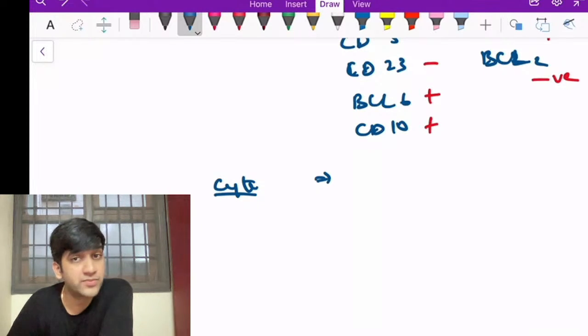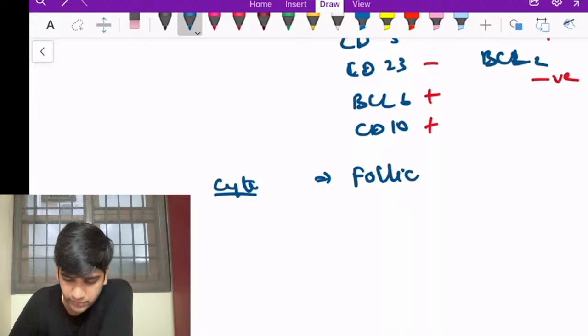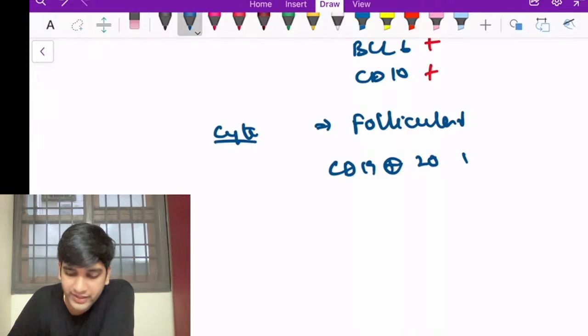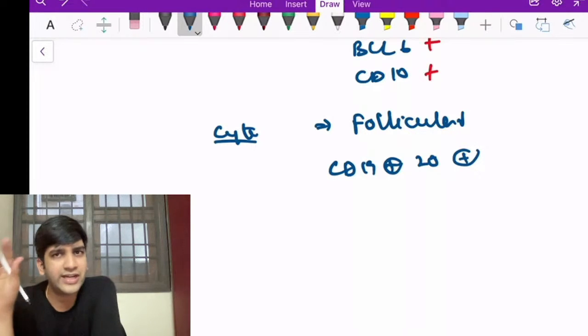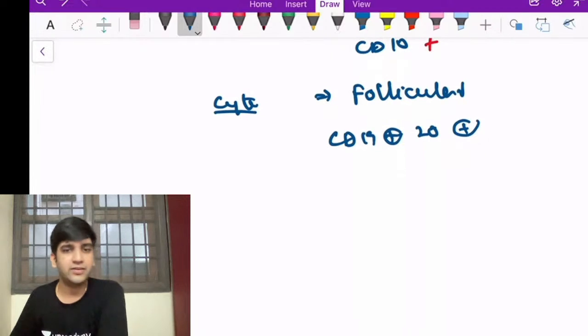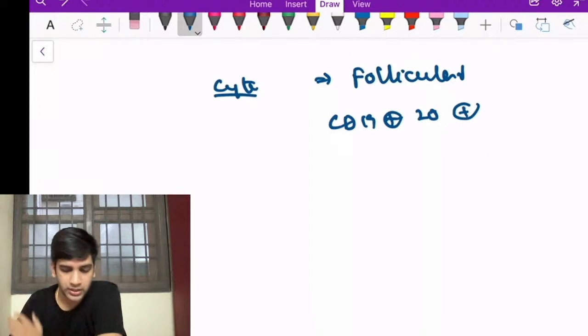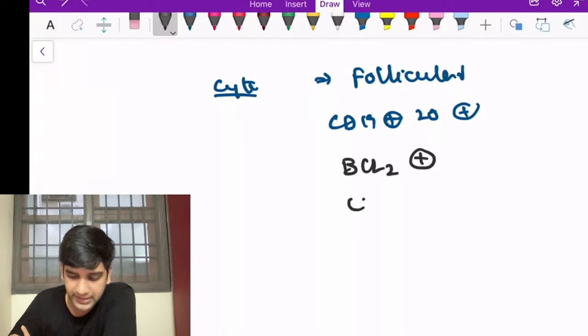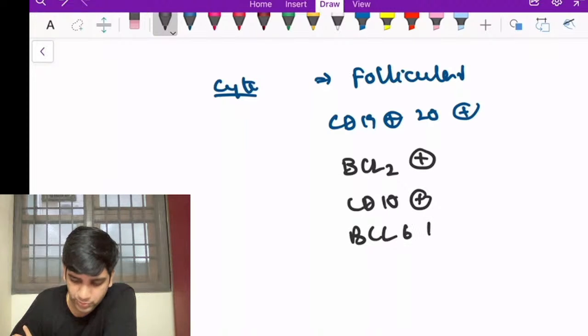The lymphoma which comes from centrocyte is follicular lymphoma. Follicular lymphoma obviously will be CD19 positive, CD20 positive. I am not writing CD19, CD20 for anything because CD19, CD20 is positive consistently. Right? We'll leave that, fine. Second, the main important thing for me here is it is from centrocyte. So what do you think will happen to BCL2? It will be positive, right? It's from germinal center, CD10 positive, BCL6 positive.